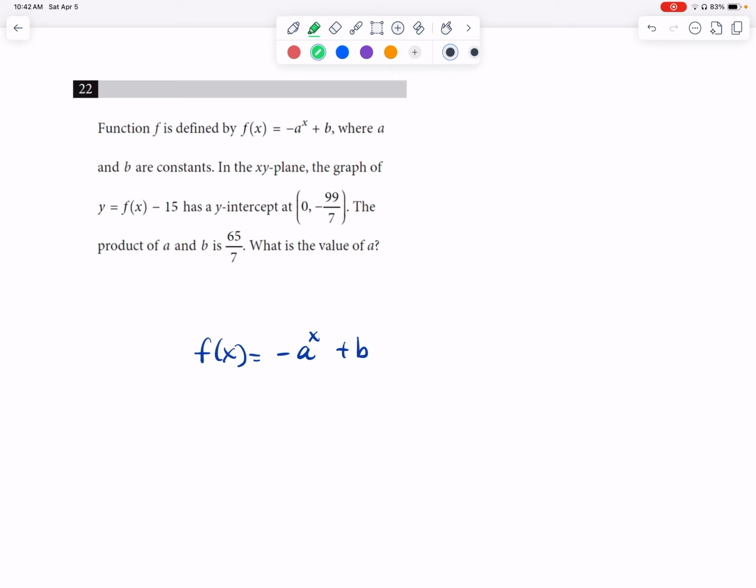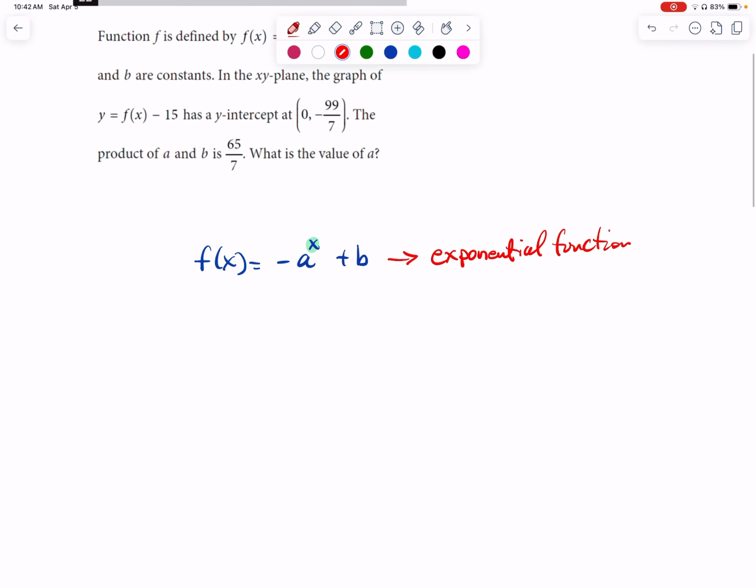Given that the actual variable here is in the exponent, this is, of course, an example of an exponential function. That's usually associated with exponential growth and decay. It's also associated with stuff like finances, compound interest, and stuff of that nature.